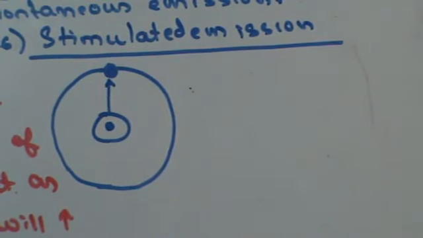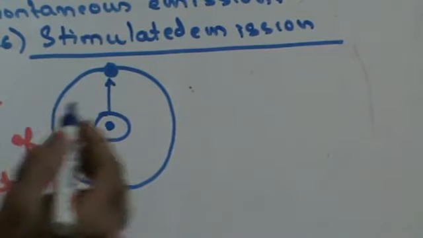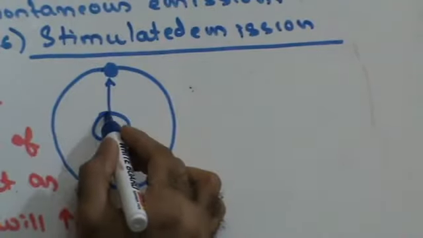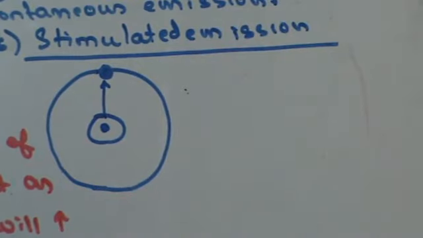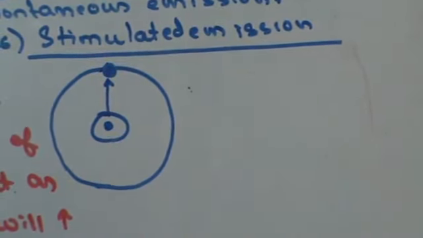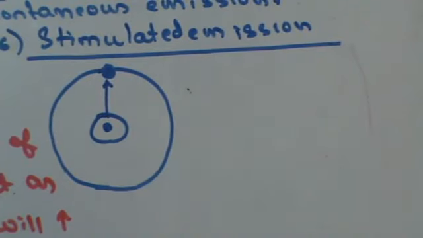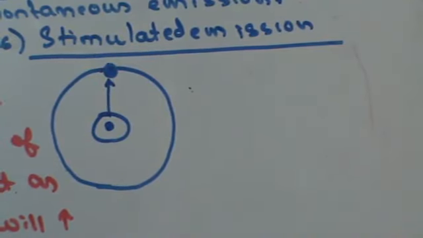Now, let us suppose a photon of correct energy. What do you mean by correct energy? Correct energy means the difference between the electron's energy level and the lower energy level. The electron is in the excited state. When it jumps from the excited state to the ground state, it gives out energy equal to the difference between the energy levels, and a photon is given out with frequency (E2 minus E1) upon h.